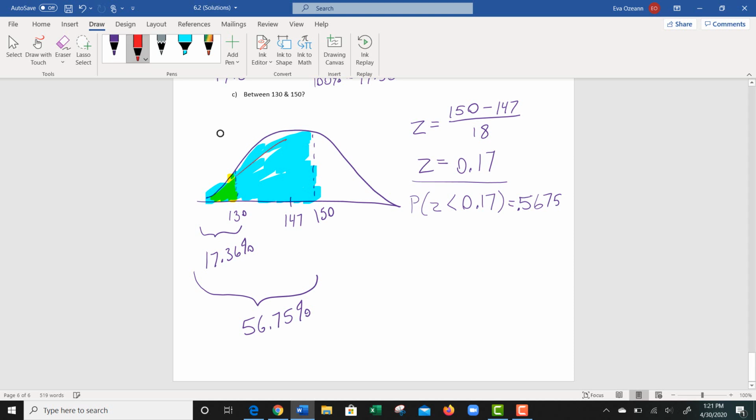Now remember, I want to find the area in between these two. So to find that area in between, what I need to do is take 56.75 and subtract that 17.36. So 56.75% minus 17.36% is going to give us, that is going to be 39.39%.